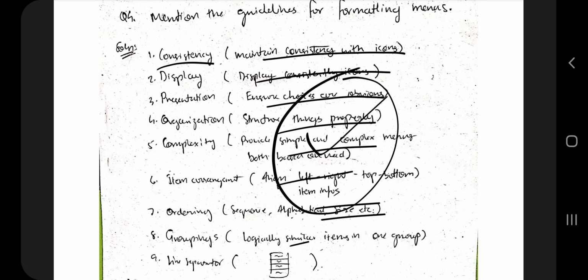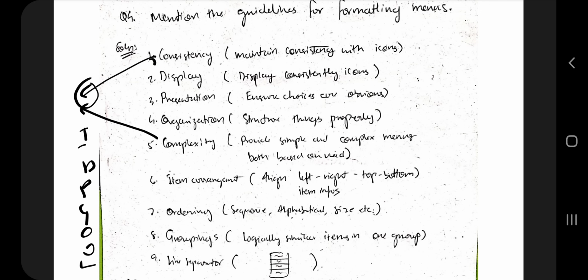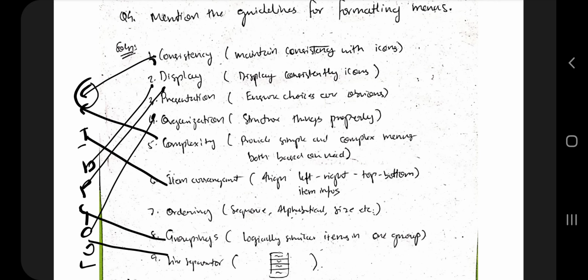Elaboration, you are already William Shakespeare, right? You can do it in your own words. What is the keyword I told? CC, ID, PGOOL. Fine. What is C? C is consistency and complexity. I is item arrangement, D is display, P is presentation, G is grouping, O is organization, O is ordering, and L is line separator.